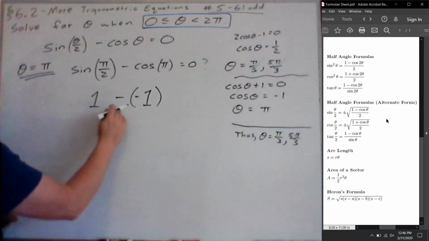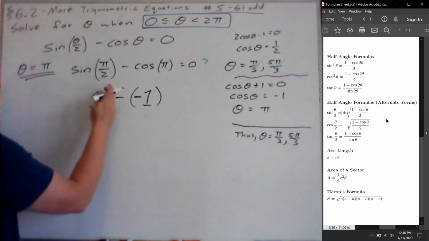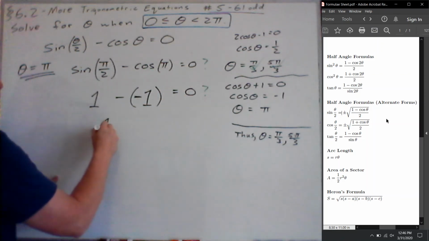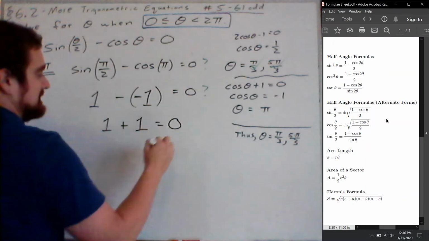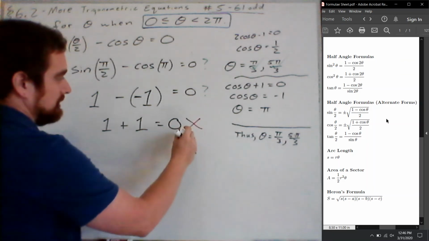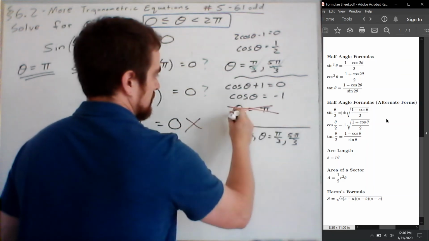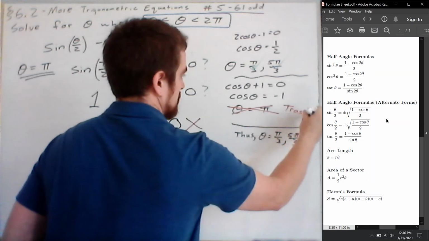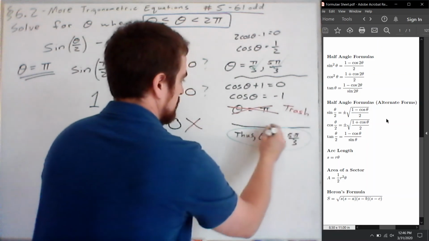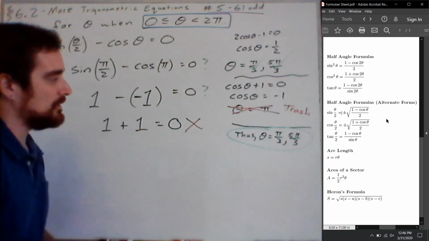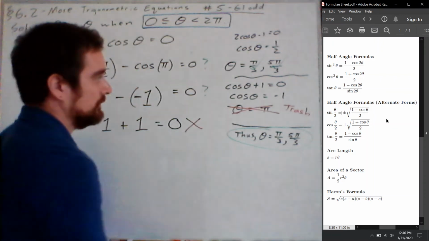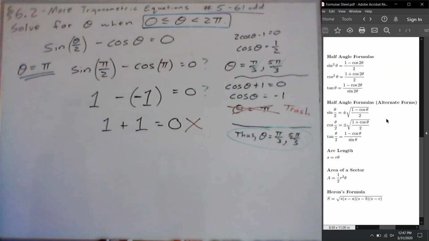And I'm subtracting those two. I'm taking positive 1, and I'm subtracting negative 1. To me, this looks like it ain't going to happen. 1 plus 1 equals 0? Nope, not going to happen. And so we are going to get rid of this. That goes in the trash. And these are our two good angles, pi over 3 and 5 pi over 3. Those are our only two solutions for the original equation.